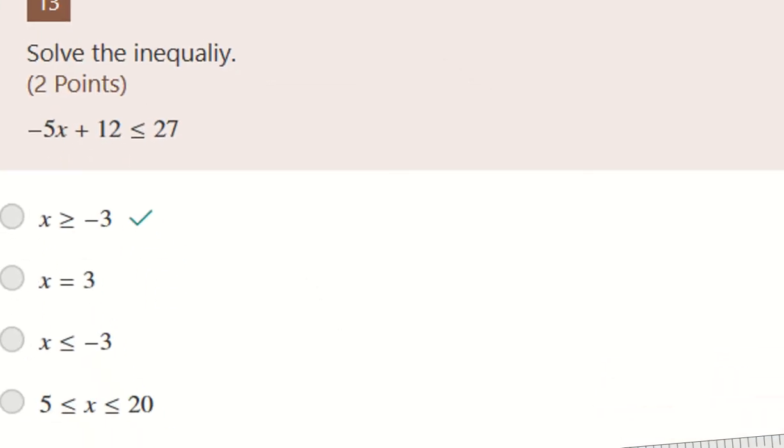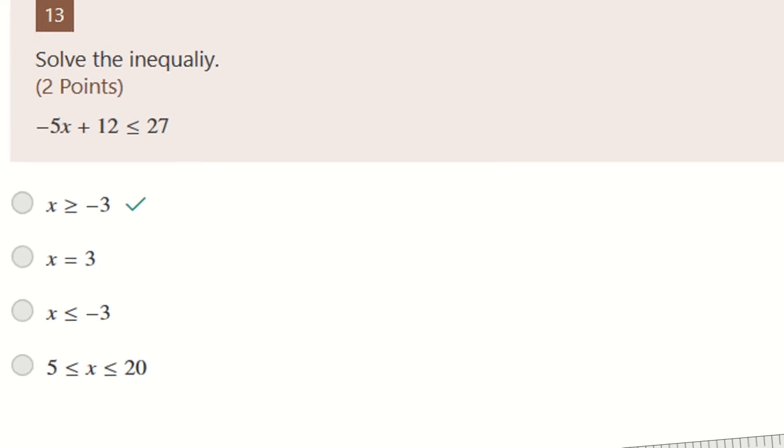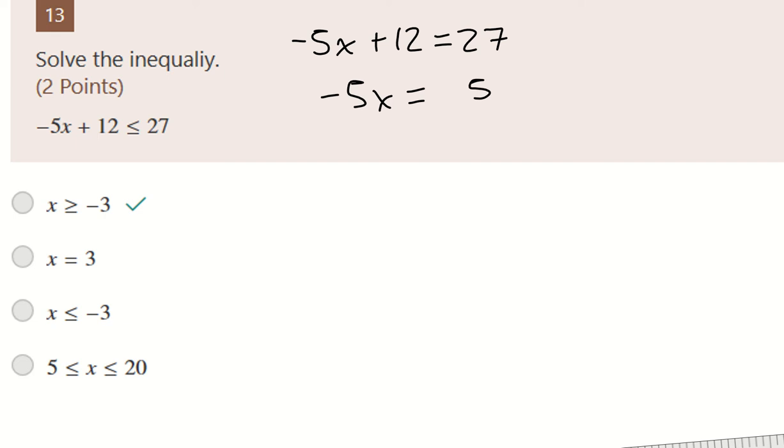Next, solve this inequality. Okay. So our textbook suggests the following. It says treat it like an equation and find the boundary point. So if I looked at this as an equation, I would have 5x plus 12 equals 27. I'm going to subtract 12 from both sides, so negative 5x is 7 minus 22, and 2 minus 17 is 15, so I've got negative 15. And then when I divide both sides by 5, I get x is equal to negative 3.